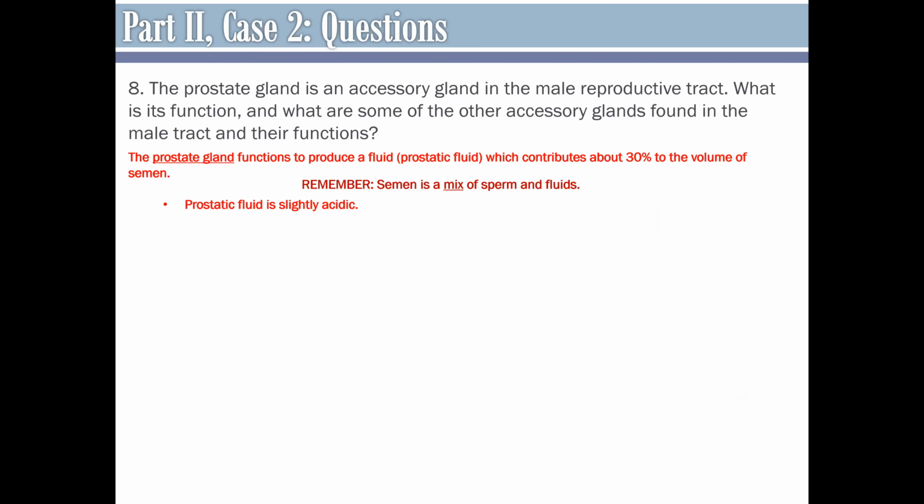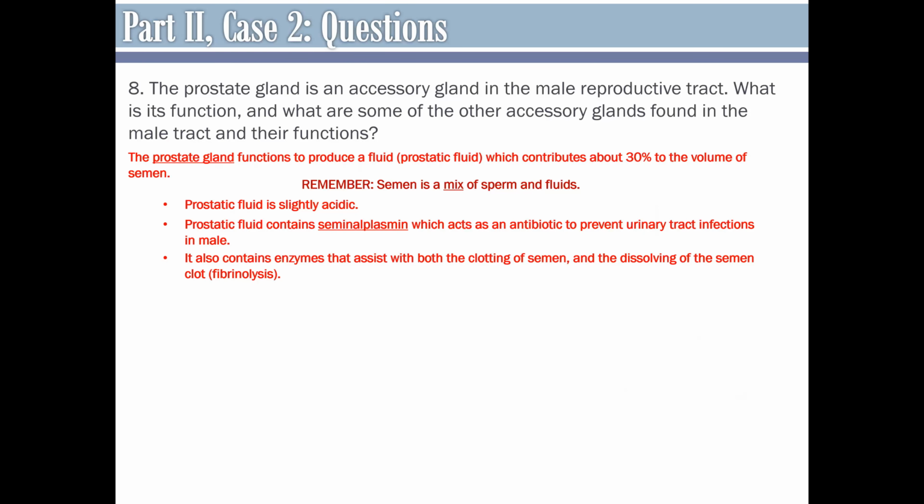Prostatic fluid is slightly acidic. Prostatic fluid contains seminal plasmin, which acts as an antibiotic to prevent urinary tract infections in males. It also contains enzymes that assist with both the clotting of the semen and the dissolving of the semen clot, called fibrinolysis, that occurs 15 to 20 minutes after the clot forms.